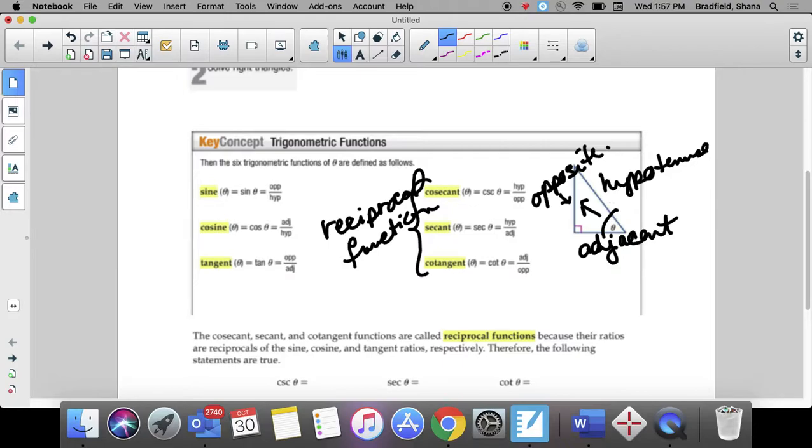Cosecant is the reciprocal of sine. So instead of opposite over hypotenuse, we have hypotenuse over opposite side. Secant is the reciprocal of cosine. So instead of adjacent over hypotenuse, we have hypotenuse over adjacent. And cotangent is the reciprocal of tangent. So instead of opposite over adjacent, we take adjacent over opposite.